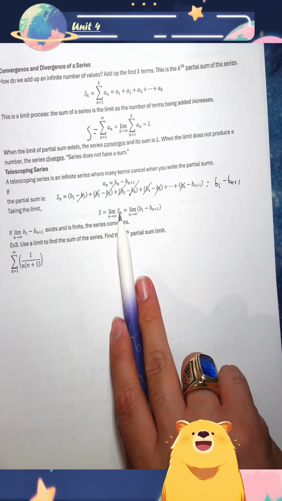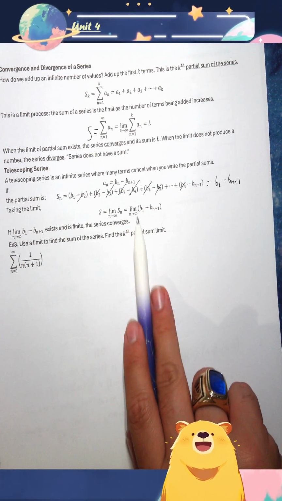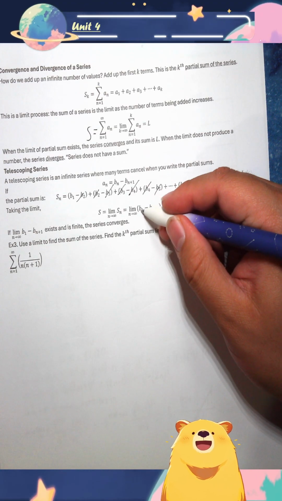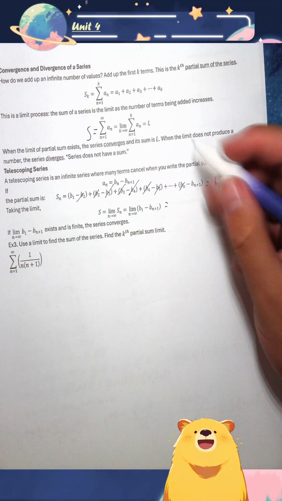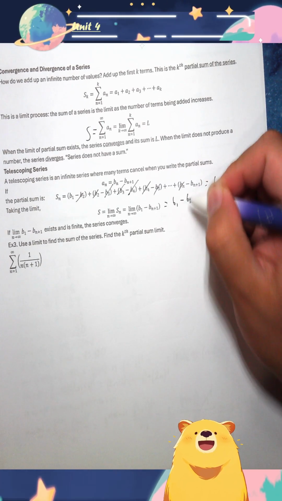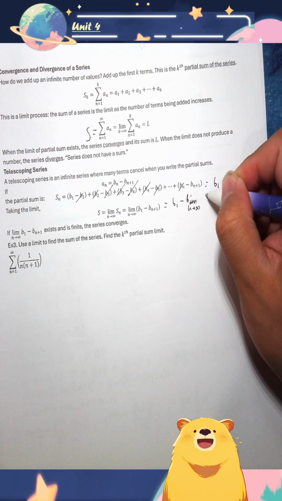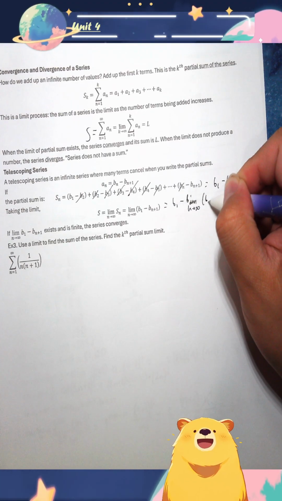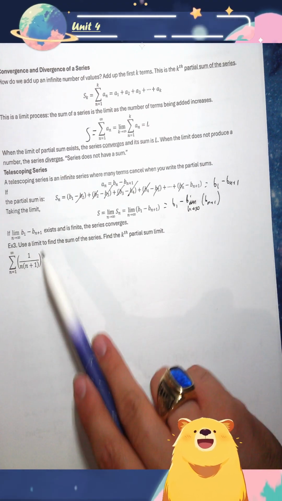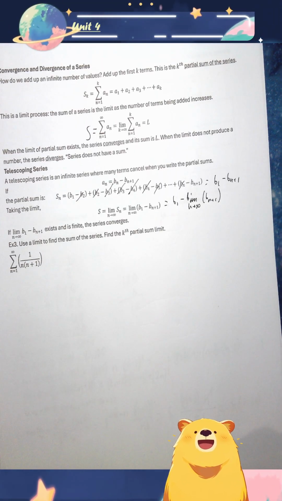Thus, when you take the limit of that S_n, you're really splitting it from here to here, and because this will be a constant that doesn't need the variable n, you will jump it to be b1 minus the limit, as n goes to infinity, of b_{n+1}. If this limit exists and is finite, the series converges. Use a limit to find the sum of the series.